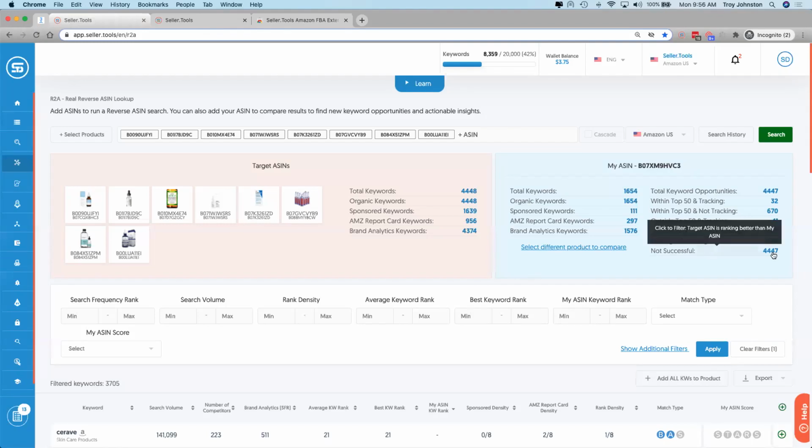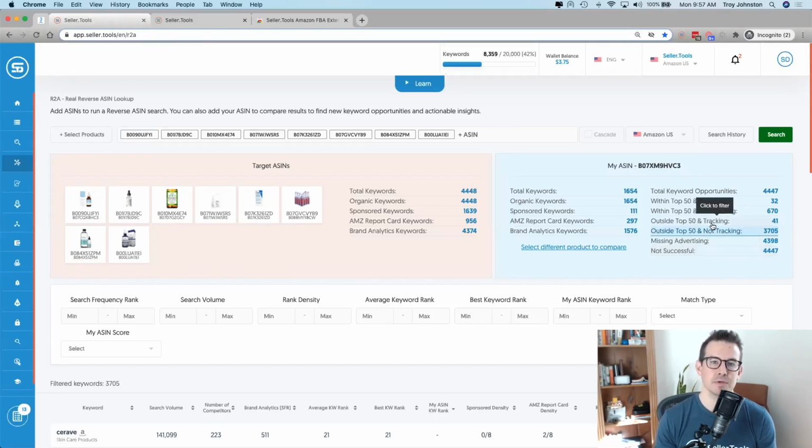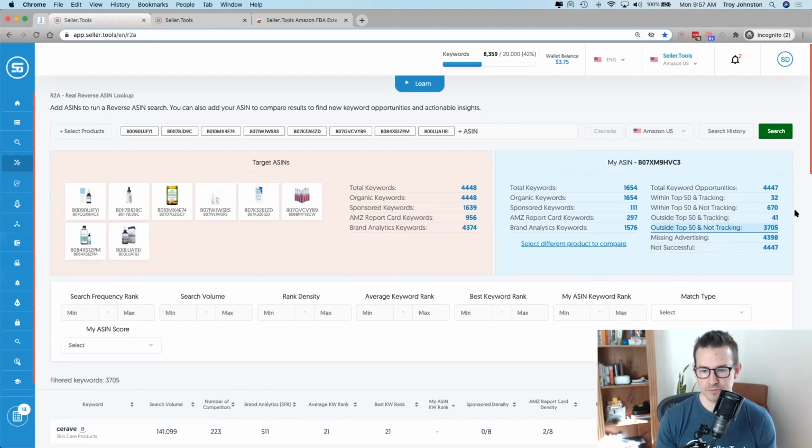And then not successful. You probably heard me use the word success. Again, is your ASIN ranking better than the best target ASIN? And again, as you can guess, are you beating your competitors at the keyword level? That is success for us as we're monitoring and running our keyword research. That's truly success, right? If you're beating your competition, you may not have as much work to do as if you're underwhelming, you're outside top 50, and you need to start prioritizing some of your ranking efforts from there.